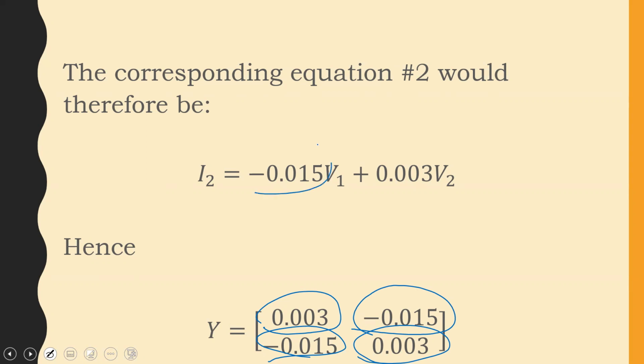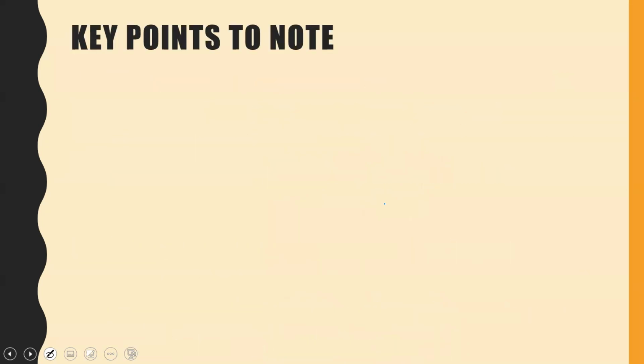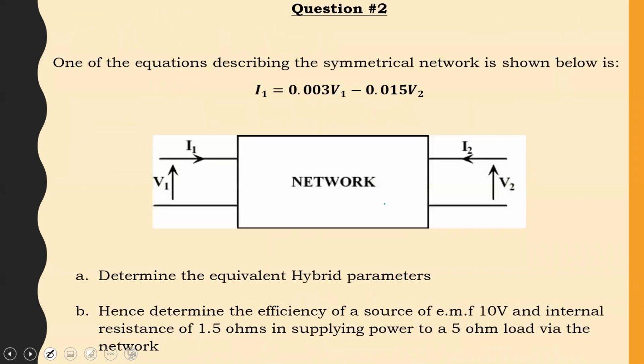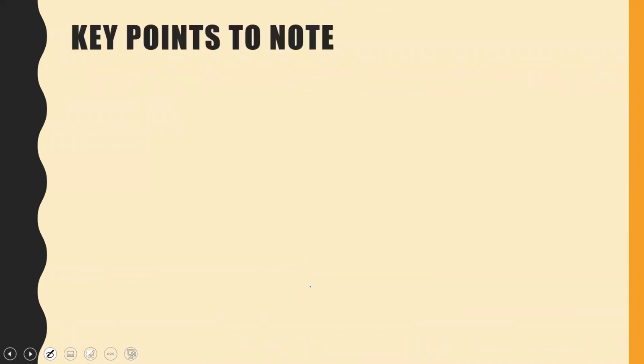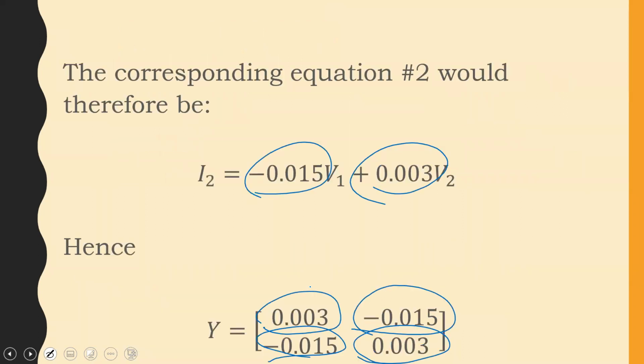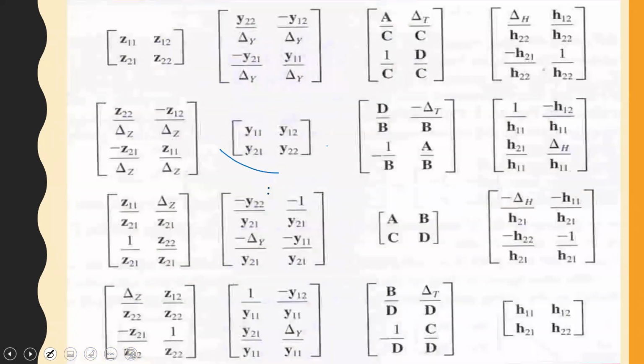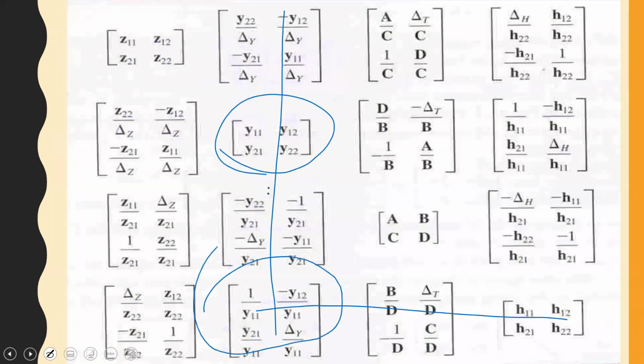Even if you're not seeing it, here are the parameters. Just put them in a matrix. All right? So now that I have the Y matrix, what did the question ask you for? It asks you for the hybrid parameters. Hybrid. So you are now going to go to your conversion matrix. I have Y. I want hybrid. That's the conversion matrix.